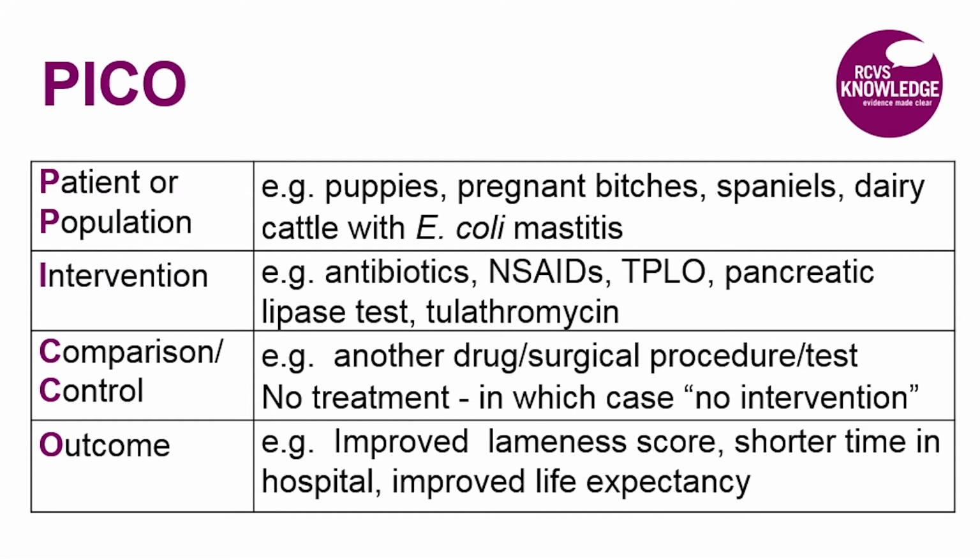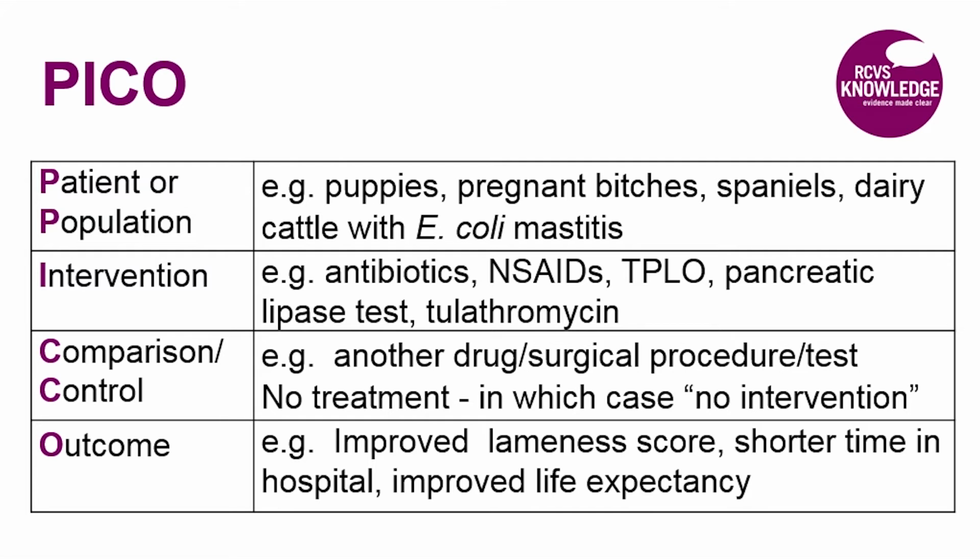And outcome is the outcome that you want for your patient, that's what you need to bear in mind. So it could be, as I've put on the slide there, improved lameness score, shorter time in hospital, improved life expectancy. It could be, for some people, not about length of life, it could be about quality of life for some patients. When you're thinking about outcome, think about your patients and your patient groups. Okay, so that's PICO, and we're going to have a go at trying to do one together.